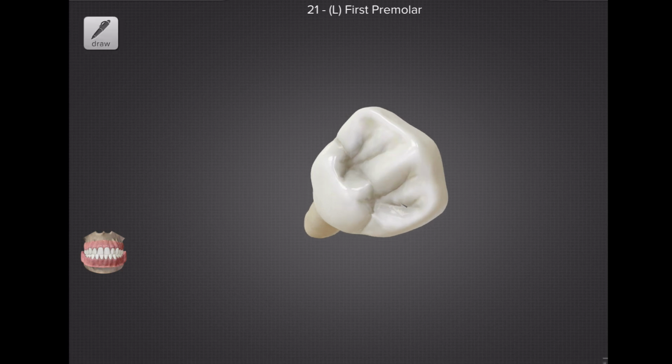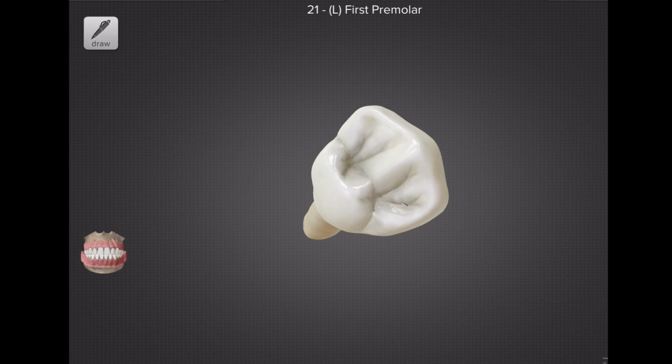Again, we have this buccal triangular ridge, and we have this lingual triangular ridge crossing the occlusal plane. So we termed it your transverse ridge.